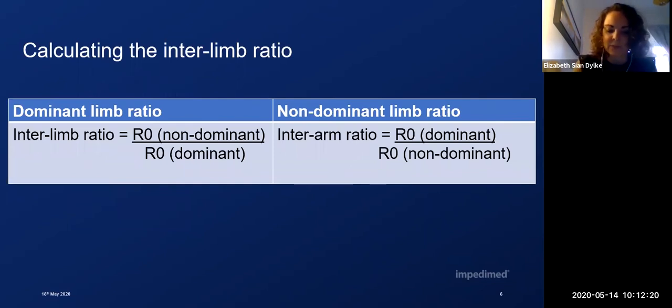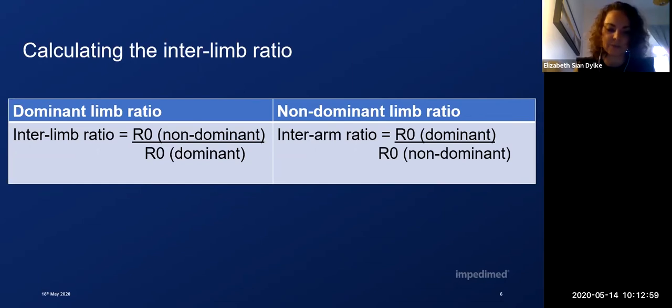With the measurements now taken, we have the amount of impedance at zero frequency, or R0, for both arms. And we use this to calculate an interlimb ratio. Much of the time I will talk about and use the numbers from the research on arms, but the same protocols and process are in place for the legs. The first step that was undertaken in determining how to use bioimpedance measurements for the assessments of limbs with and at risk for lymphedema was to measure a sample of healthy participants, those with no known risks for lymphedema. From this, normative interlimb ratios for both the dominant and non-dominant arm were calculated.